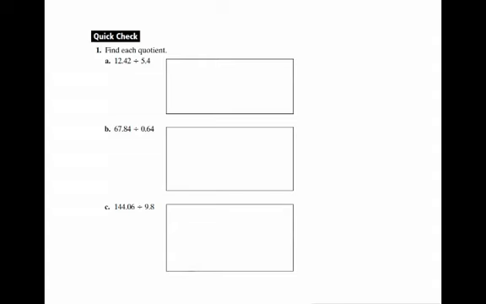Let's try a few more examples. We're finding each quotient. For quick check A, we have 12 and 42 hundredths divided by 5 and 4/10. 5 and 4/10 is your divisor, so it goes outside of the box when we write the division problem. 12 and 42 hundredths goes inside the box.